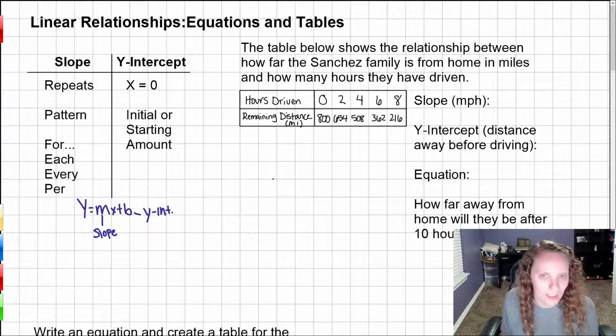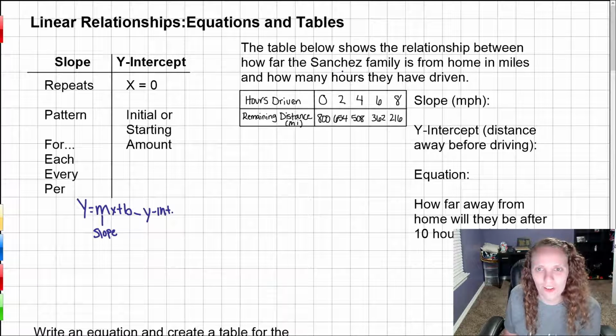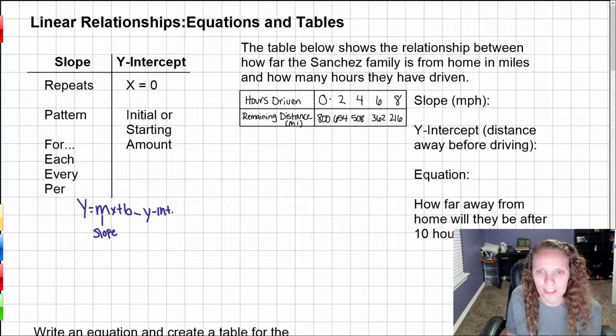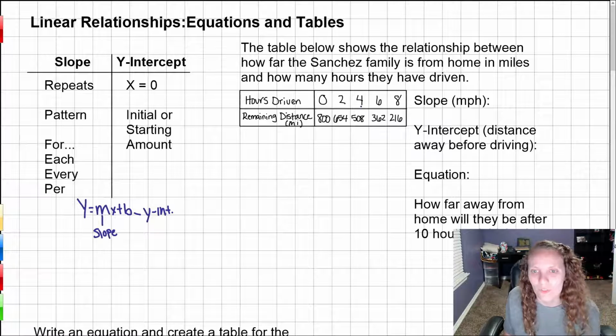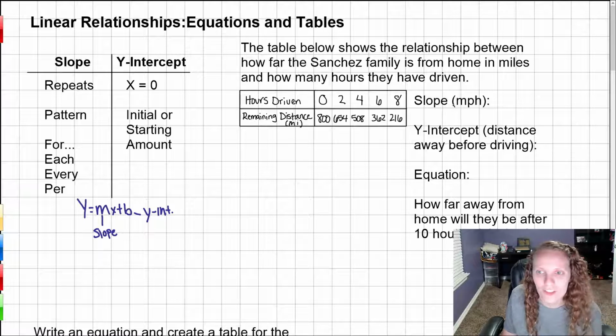Okay, so let's look at this first example. It says the table below shows the relationship between how far the Sanchez family is from home in miles and how many hours they have driven. So at 0 hours of driving, they have a distance of 800 miles to go. After 2 hours, they still have 654, 4 hours, 508, and so on. And we are to figure out the slope.